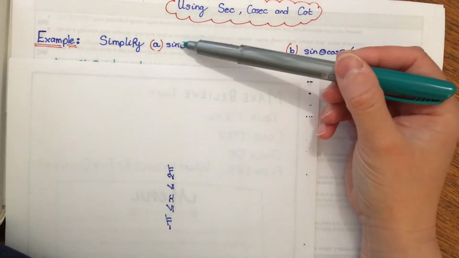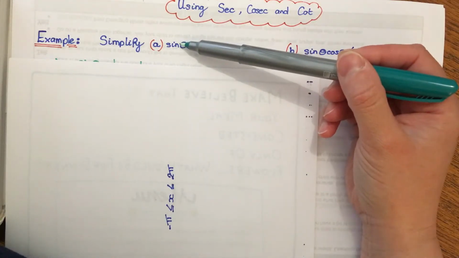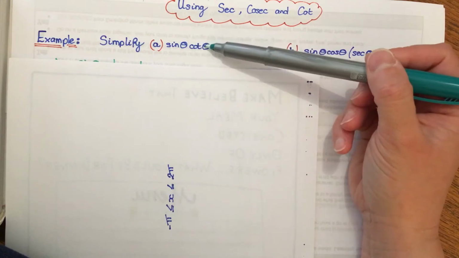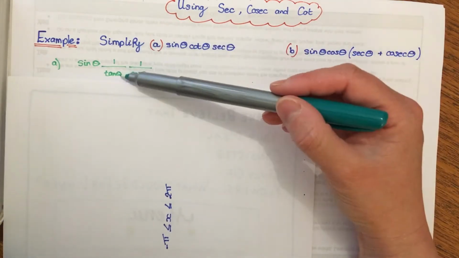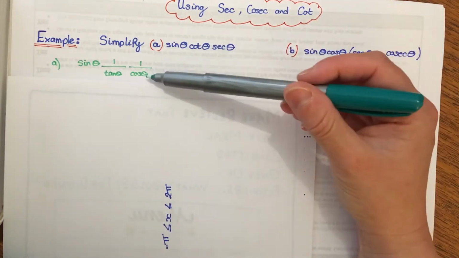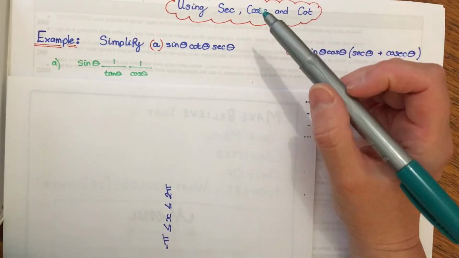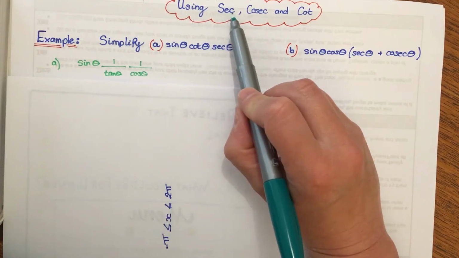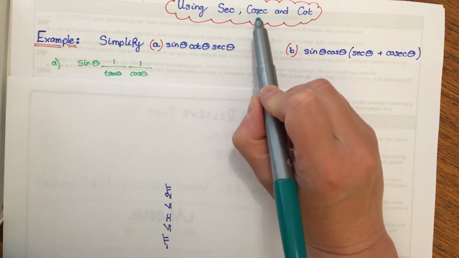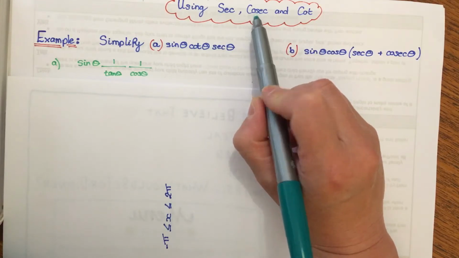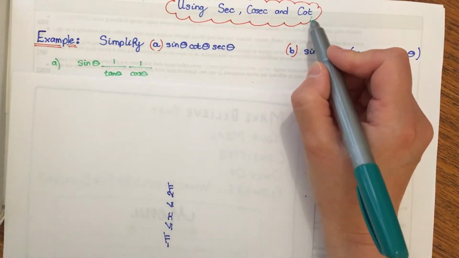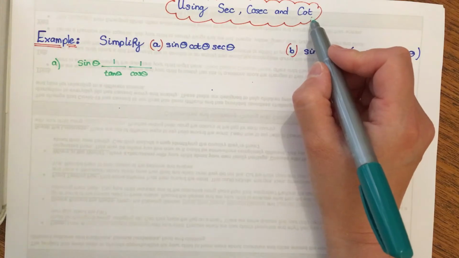So for this one, we've got sine theta, which is an original function, so I'm going to leave it as it is. We've got cot theta, which is 1 over tan theta, and sec theta, which is 1 over cos theta. If you get mixed up about which is which, remember to look at the third letter. The third letter of sec is C, so it's a reciprocal of cos. The third letter of cosec is S, so it's a reciprocal of sine. The third letter of cot is T, so it's a reciprocal of tan.